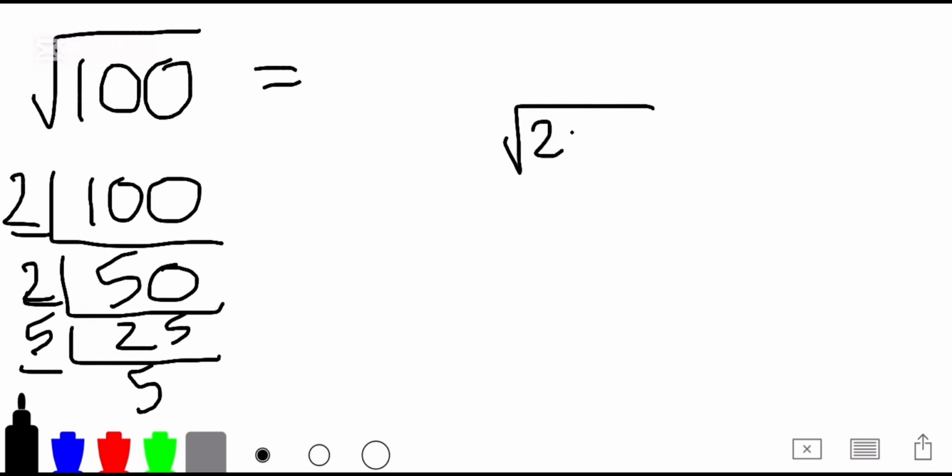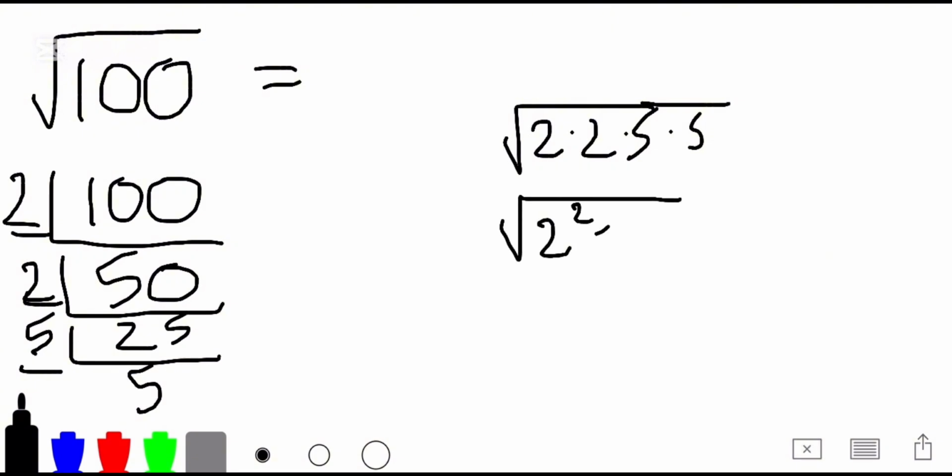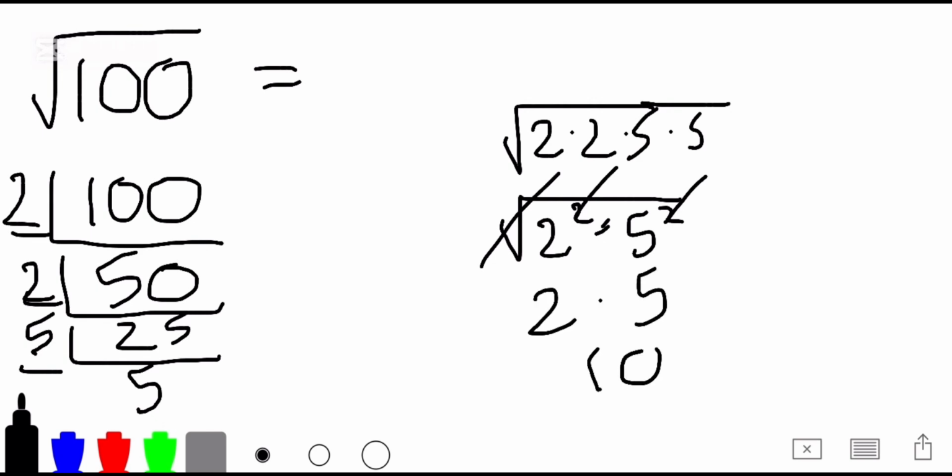So 2 times 2 times 5 times 5. And so this basically means it is equivalent to 2 to the power of 2 times 5 to the power of 2. And since the opposite of powers are square roots, these cancel out, and we're left with 2 times 5. Everybody knows 2 times 5 is equal to 10. And so the square root of 100 is 10.